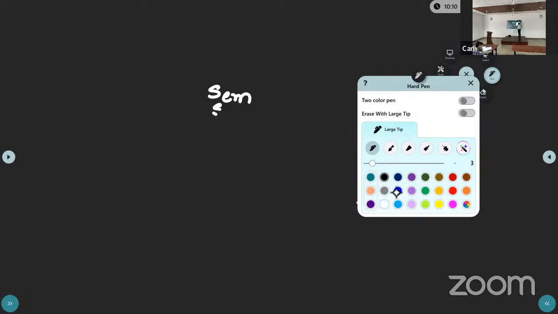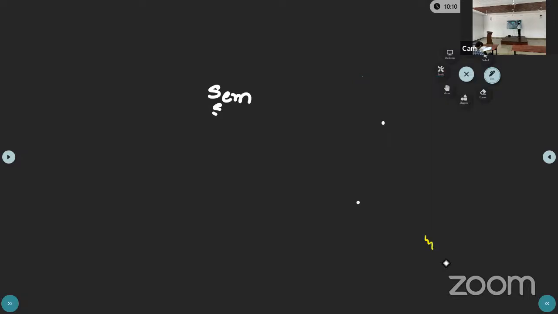Is the color also black? Which one, okay? Yellow or white? Which one is visible? Which color is visible?